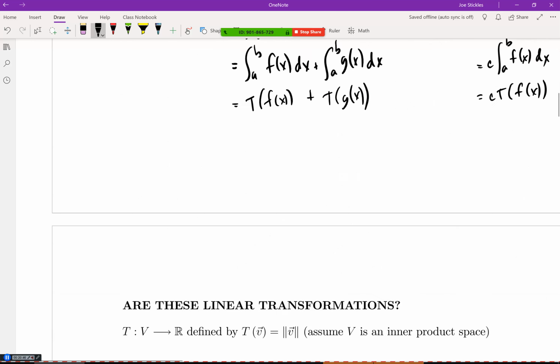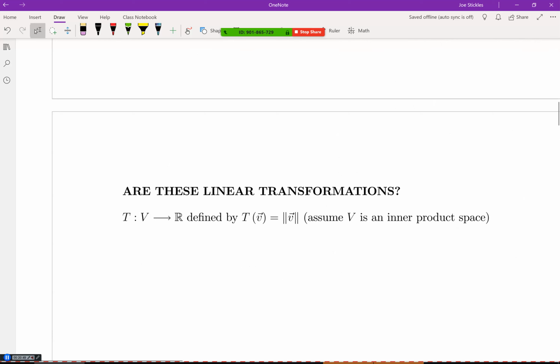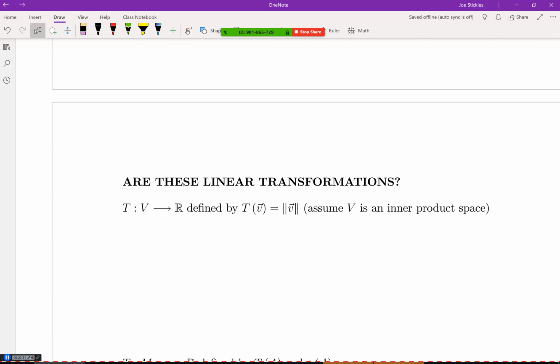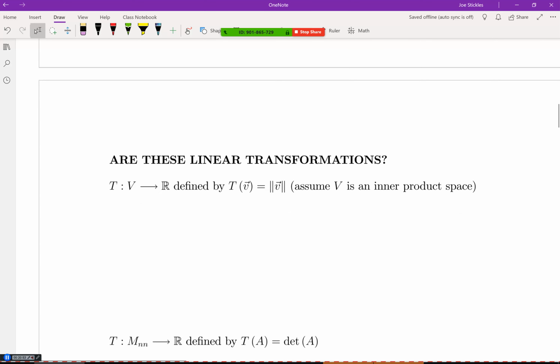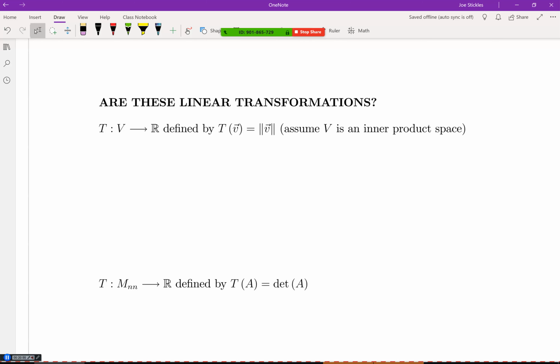All right. Okay. Well, let's look at something that's not a linear transformation. So let's look at this first one. This first one says, if I take some inner product space and map a vector to its magnitude, is that going to be a linear transformation? Well, this one actually has a couple of problems with it. Let's do the scalar multiple first.